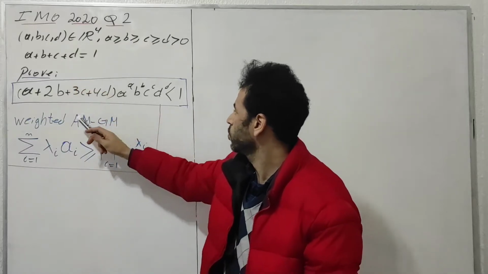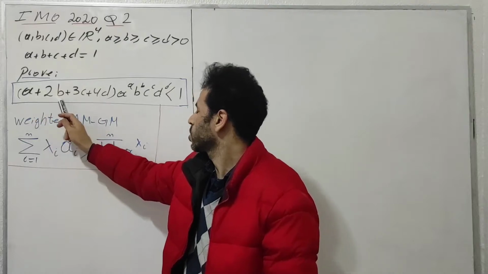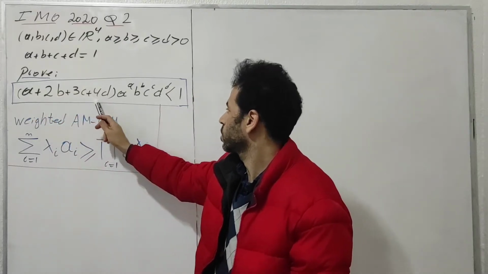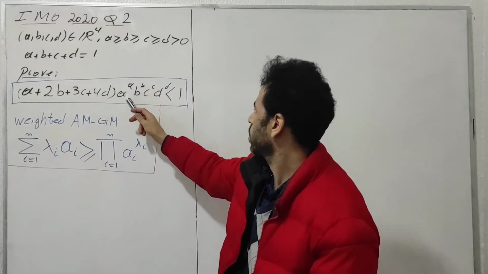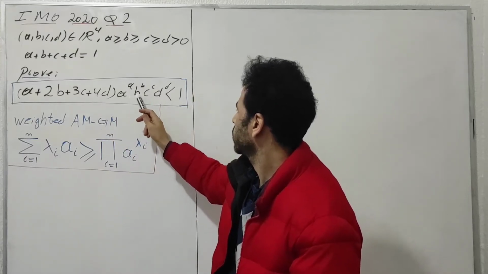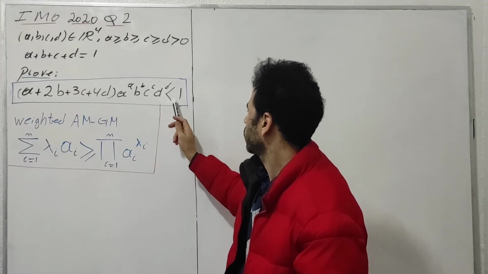The question: prove this statement. a + 2b + 3c + 4d, the whole thing multiplied by the product a^a b^b c^c d^d, is strictly less than 1.